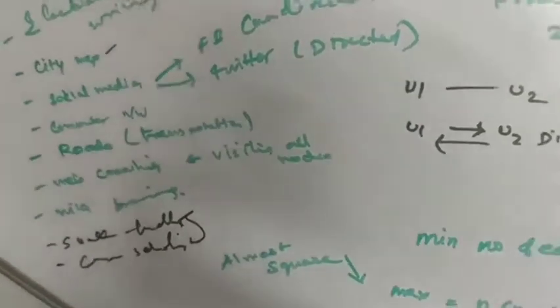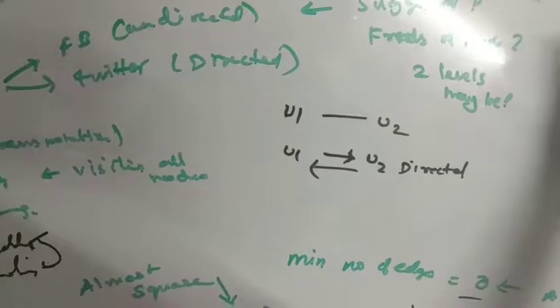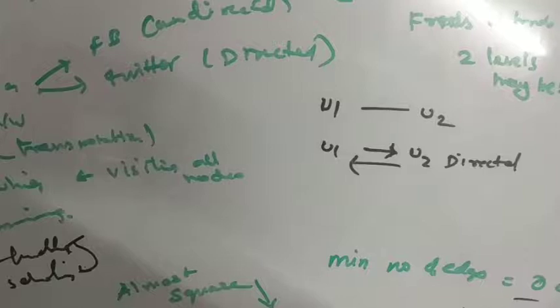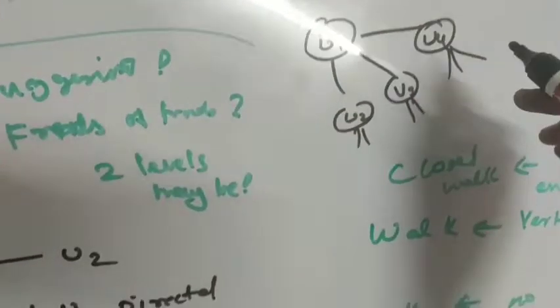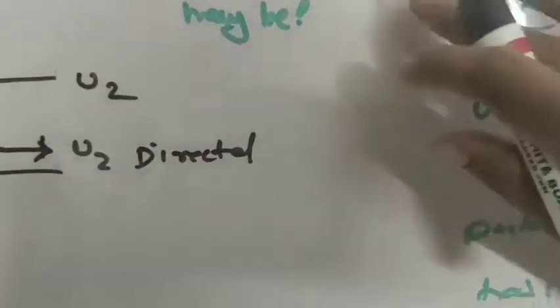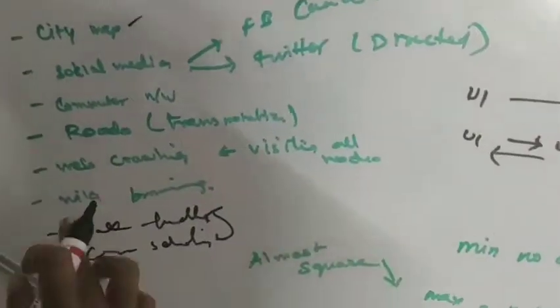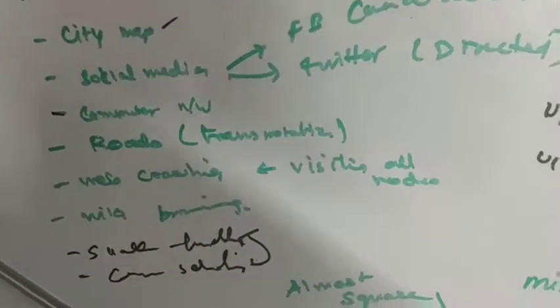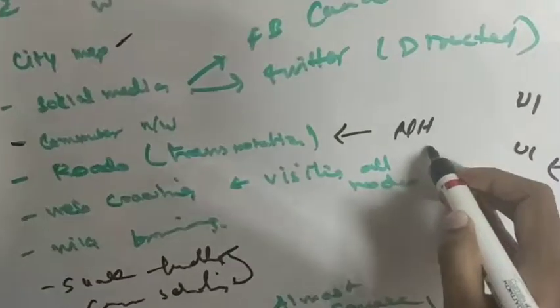So he was talking about how to suggest friends. Can we show friends of friends? So let's say there is one guy, user one. He has some three friends, three and four. These guys have some two, three friends. So to suggest, take all his friends and go one level or two levels and show the suggestion. So that would be one simple way. Then electrical wiring and computer networks are somewhat similar. Then roads: NH can be undirected and internal roads can be directed.